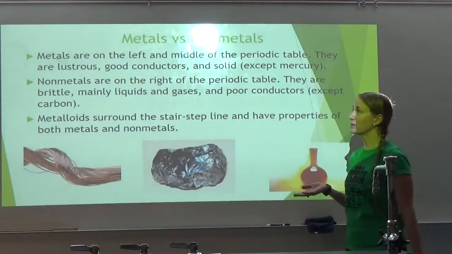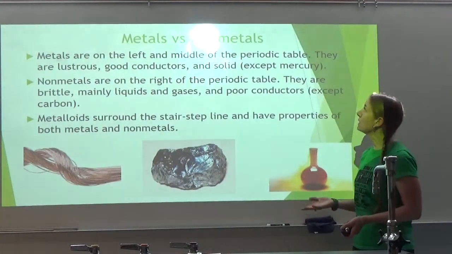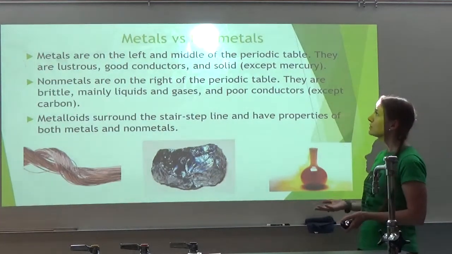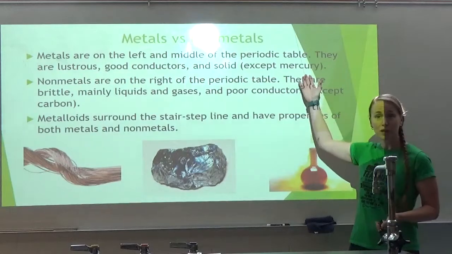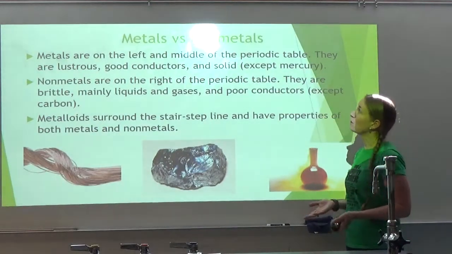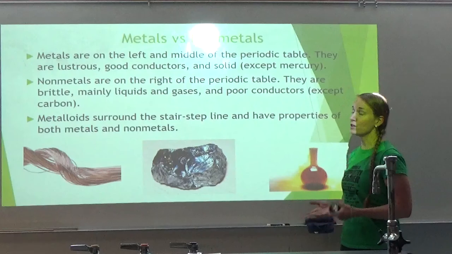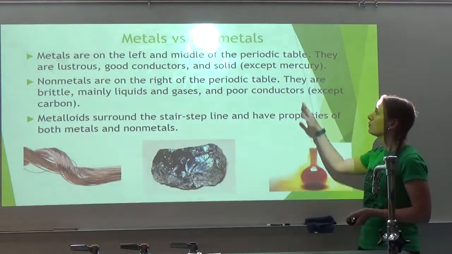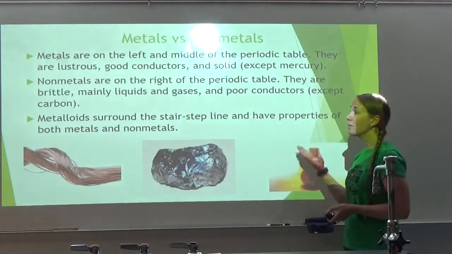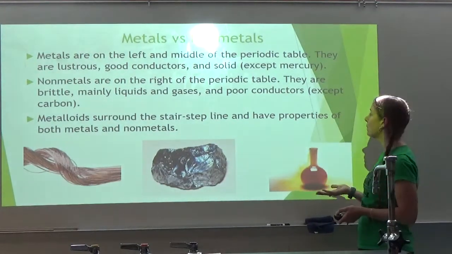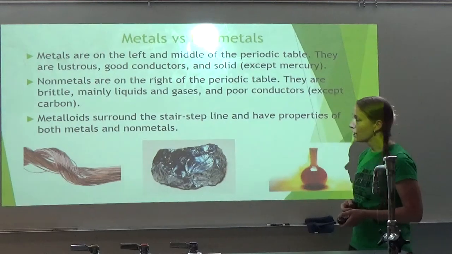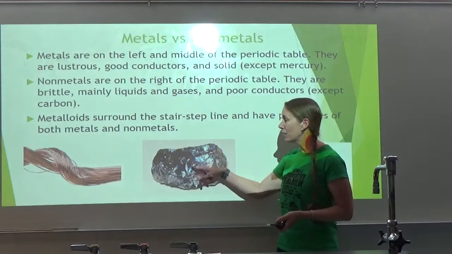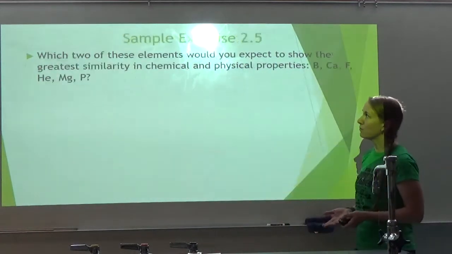Don't forget, hydrogen, of course, always seems like it's out of place. So, what do we know about metals and nonmetals? Well, metals are on the left in the middle of the periodic table. They are lustrous, which means shiny. They're good conductors, and they're solids at room temperature, except for mercury, which is liquid. Nonmetals are on the right of the periodic table. They are brittle, which means they crack or break easily. They're mainly liquids and gases, and they're poor conductors, except for carbon. Metalloids surround the stair-step line and have properties of both metals and nonmetals. So for example, this is silicon, so it's lustrous or shiny like a metal, however it's brittle like a nonmetal.